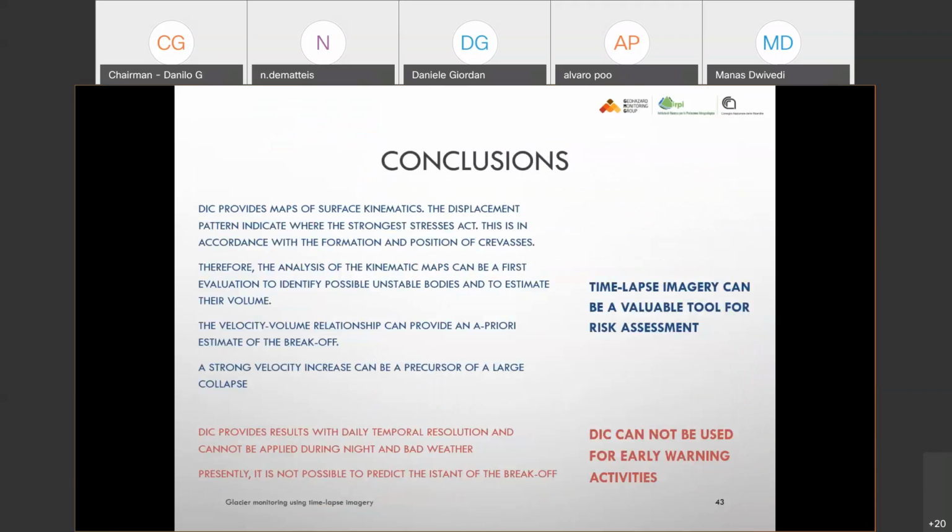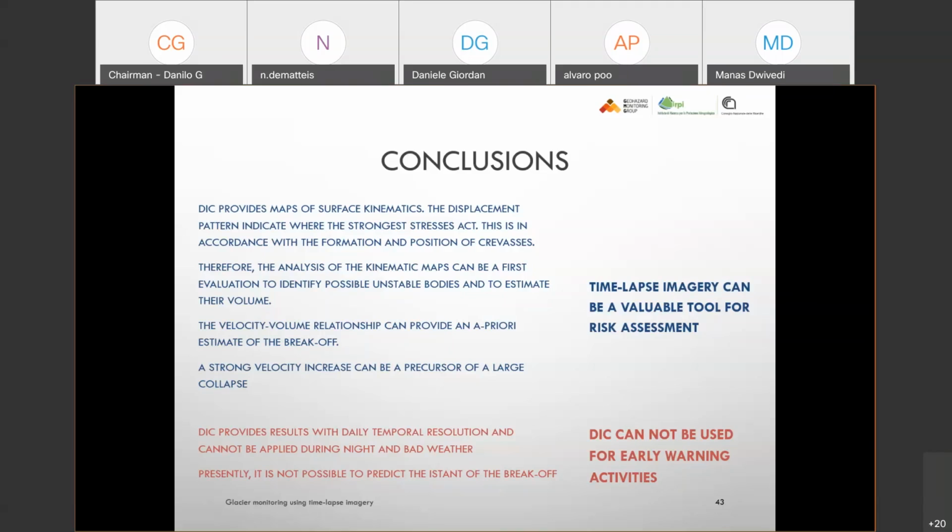Yes, just to conclude my presentation, I have presented a possible approach to monitor glaciers, that is the use of time-lapse imagery. In particular, the use of digital image correlation allows obtaining quantitative data about the glacier velocity. In the case of the Planpincieux glacier, we observed a relationship between the velocity of the glacier and the volume of the collapses, and even a strong velocity increase can be a precursor of large collapses.